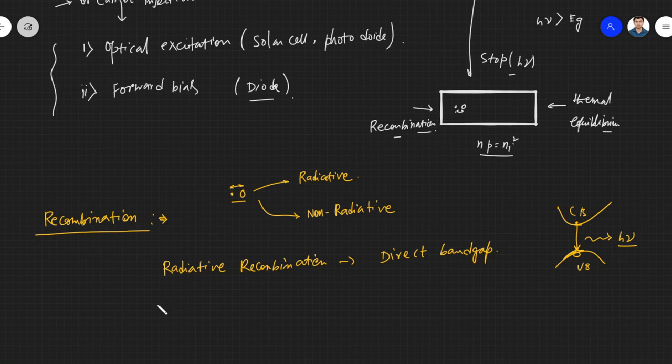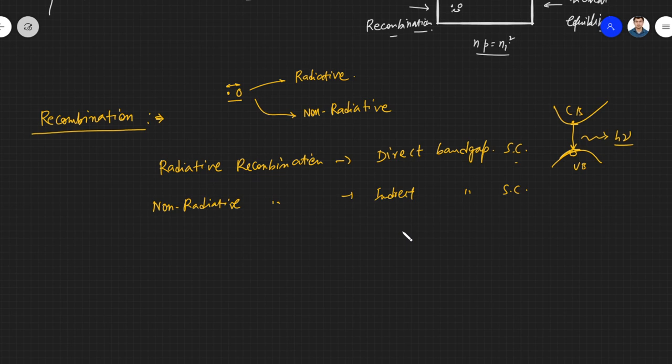So this is radiative, and non-radiative happens normally in indirect band gap semiconductors, right? So this is for indirect band gap semiconductors. Indirect band gap again involves momentum or phonons, and most of the time the energy is emitted as heat into the lattice, right? We don't get a photon. I mean, the probability is very low. Okay.